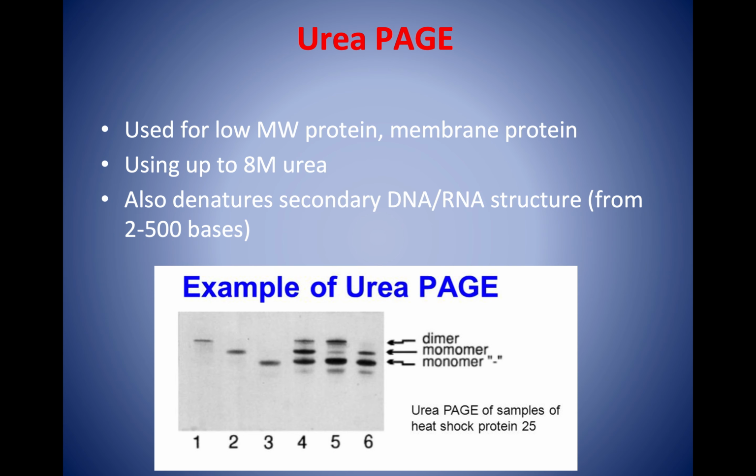Apart from that, urea usually has to be heated up so it could denature secondary DNA or RNA structure, from around 2 to 500 bases. So this is an example of urea PAGE. You can see some dimer form here, monomer, and also another monomer. This is actually a mistake over here, both are monomer, but this one has a PTM or post-translational modification that occurs to the monomer.